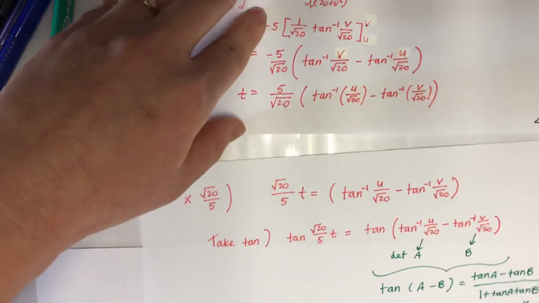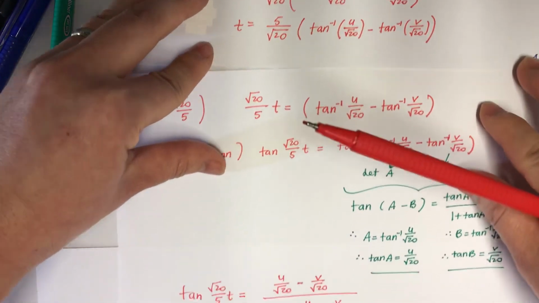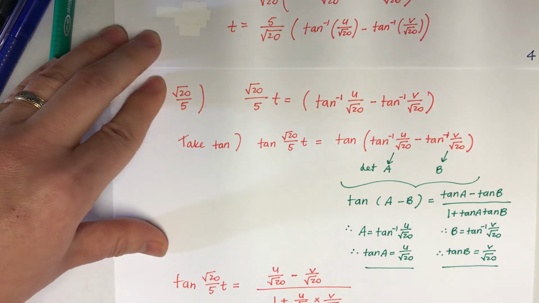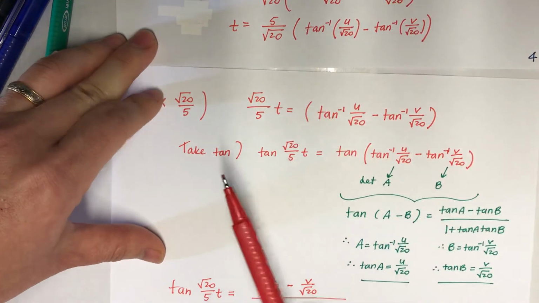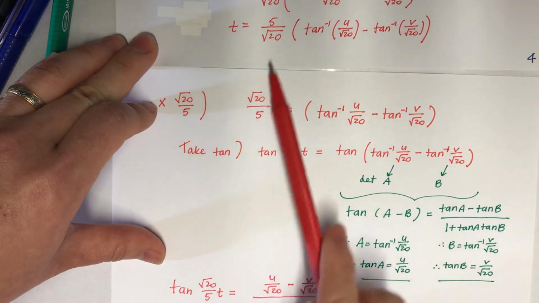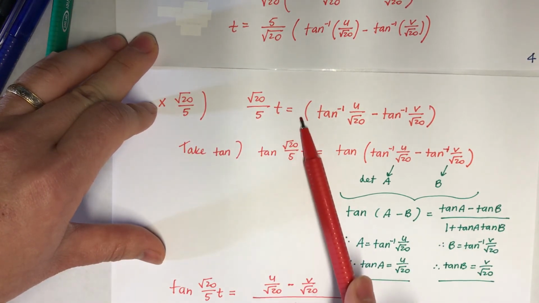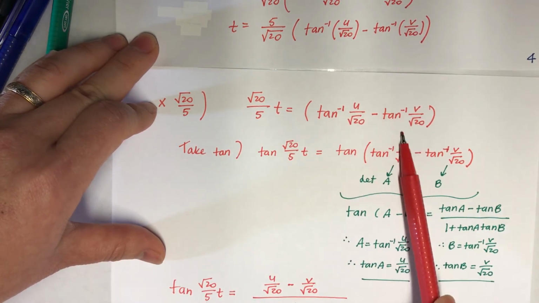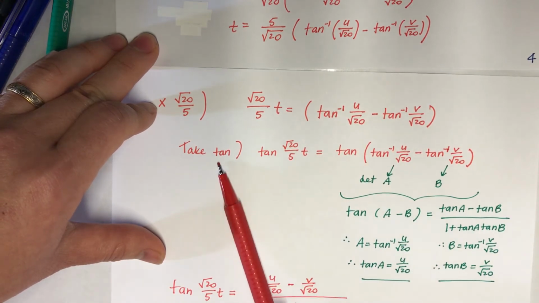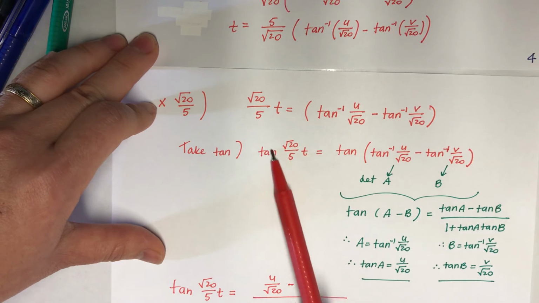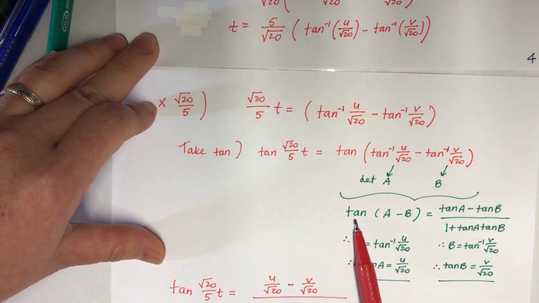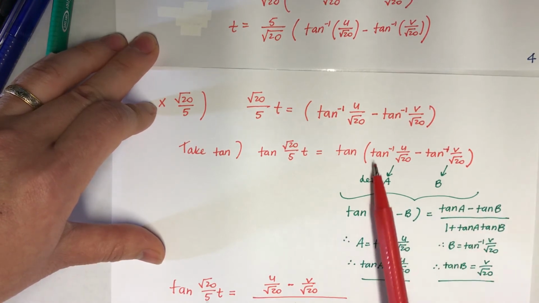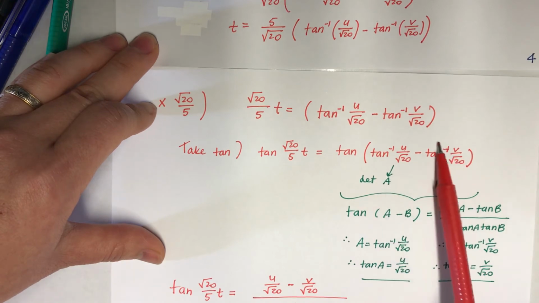So now what happens, I'm just going to put it here. I will multiply root 20 over 5 on both sides here. So I'll get this, and I got rid of that. Okay, and then I'm going to take tan. Now when you see inverse tan like this, you need to think about the difference of angles of tan. So I've got tan there, tan there. That looks like tan of a minus b, difference of the angles, yeah? So that's the formula. And I'm going to call this part my a, that part my b.